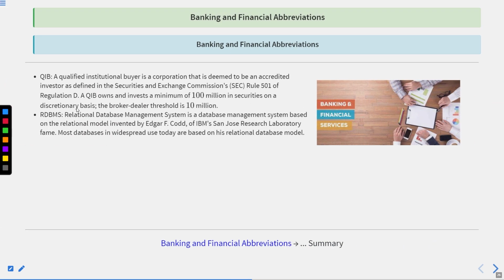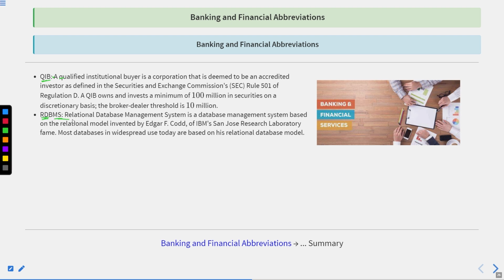Thereafter, we have QIB, a qualified institutional buyer. It is a corporation that is deemed to be an accredited investor as defined in the Securities and Exchange Commission Rule 501, Regulation D. A QIB owns and invests a minimum of 100 million in securities on a discretionary basis. The broker-dealer threshold is 10 million.